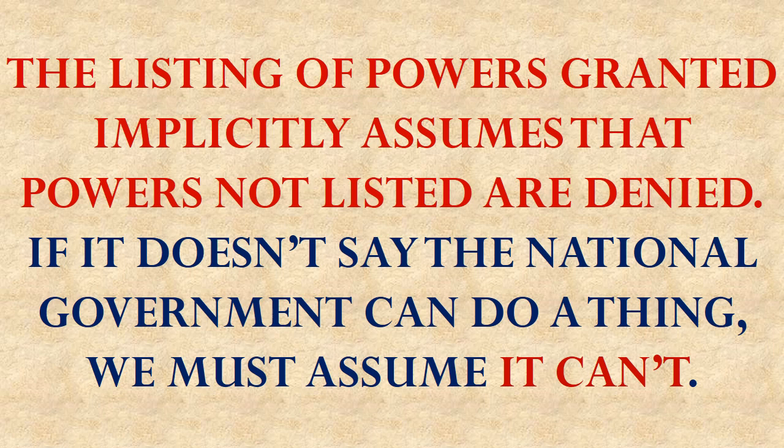Now, there's a logical reason for this assumption, and that is, if Congress was given a general power to do whatever it needed to do, then there's no reason to give it a list. So the fact that a list was provided means that it didn't have a general power to do anything it wanted to do. Instead, it must only have power to do things on the list.